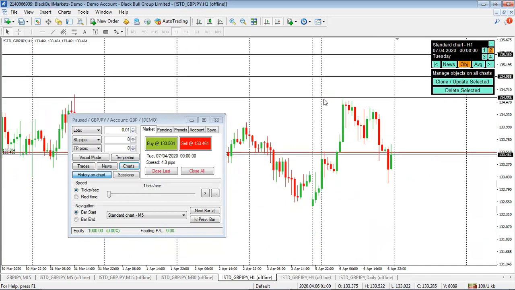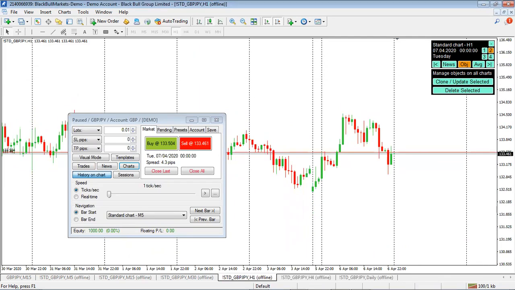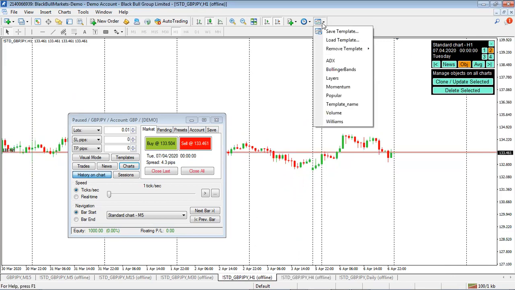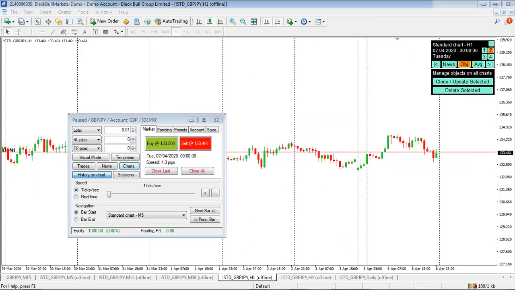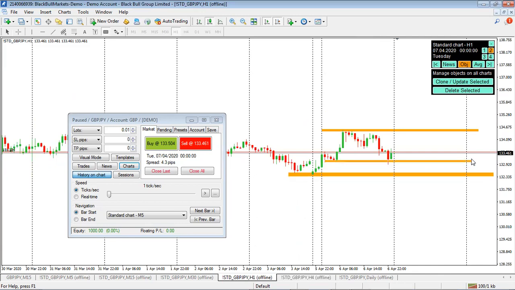Just bear with me while I remove all of this. I think I have to update my template, I saved it with all those objects. That being said, without any waste of time, we still see the high and the low. We're here now. Keep that in mind. There's another range here.